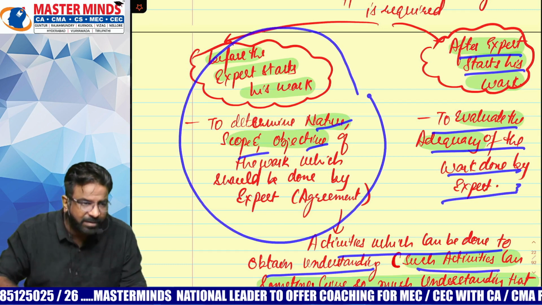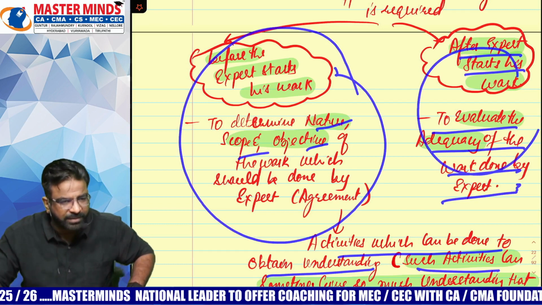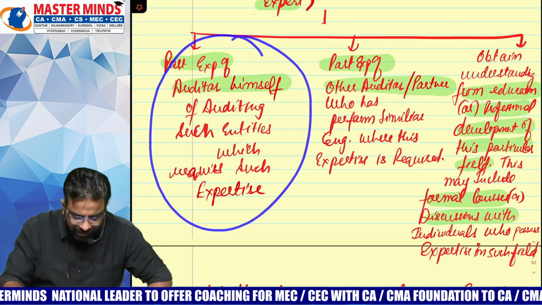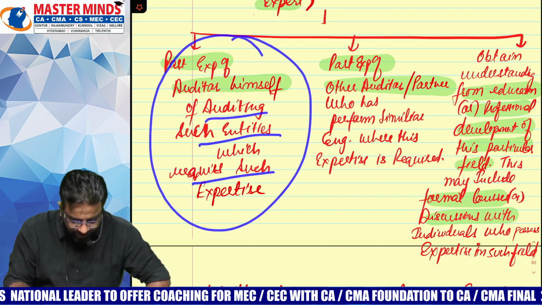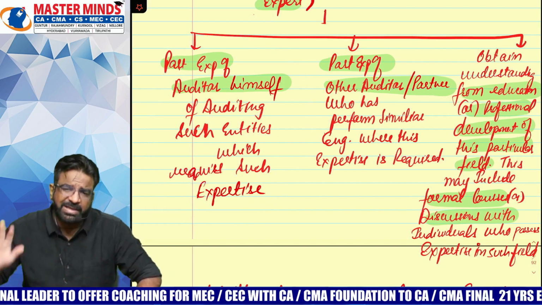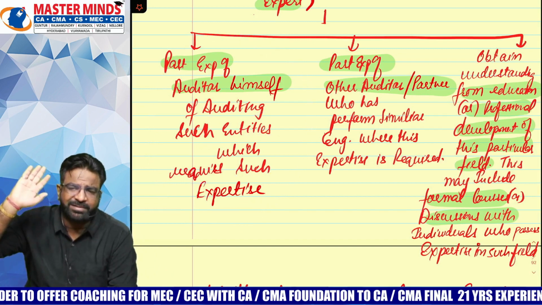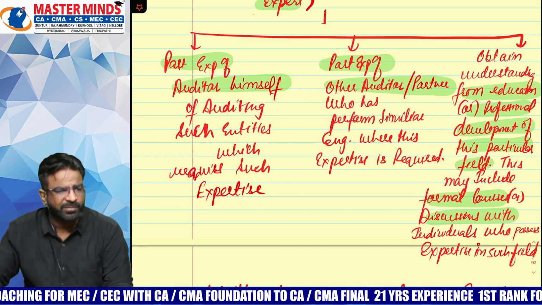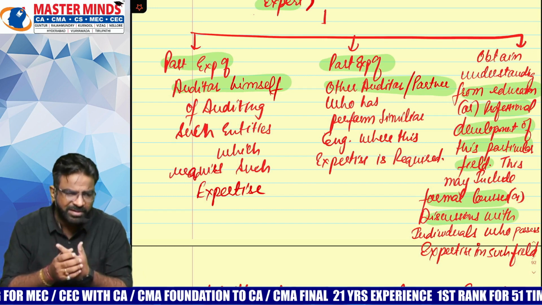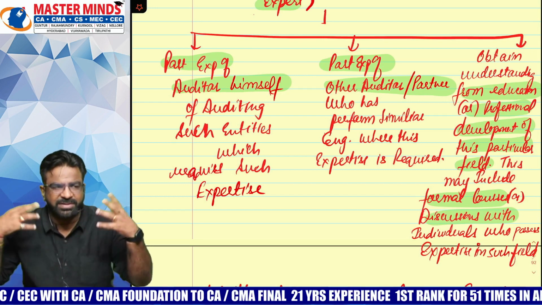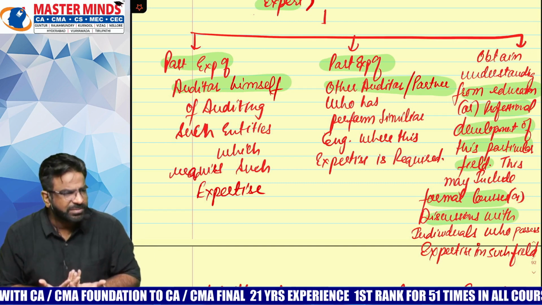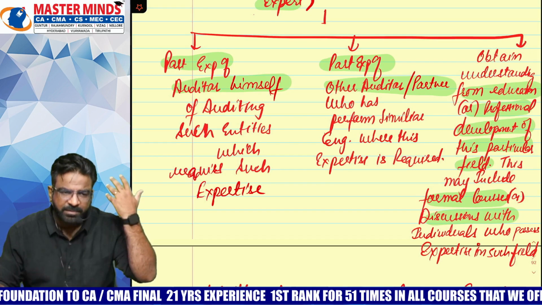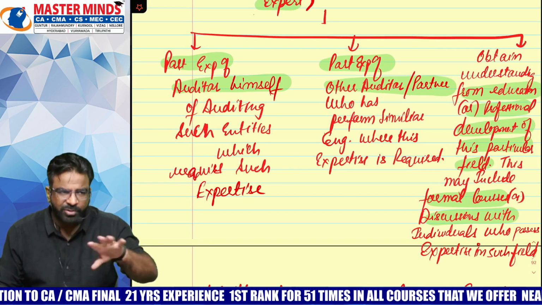This is pre-planned, meaning before starting, and this is what? After starting. Next point: past experience of the auditor himself of auditing such entities which require such what? Expertise. Say for example, 11 years back, I did the audit of one leather industry. And after 11 years, again, I got one leather industry audit. Do you think that you need an expert or you need to polish some recent developments? You only need to polish. You don't hire an expert in that case because you already have past experience of doing the same. You need or you don't need the expert.